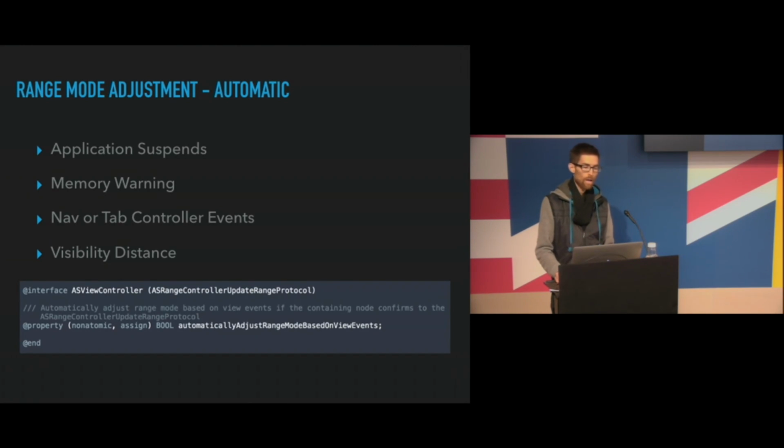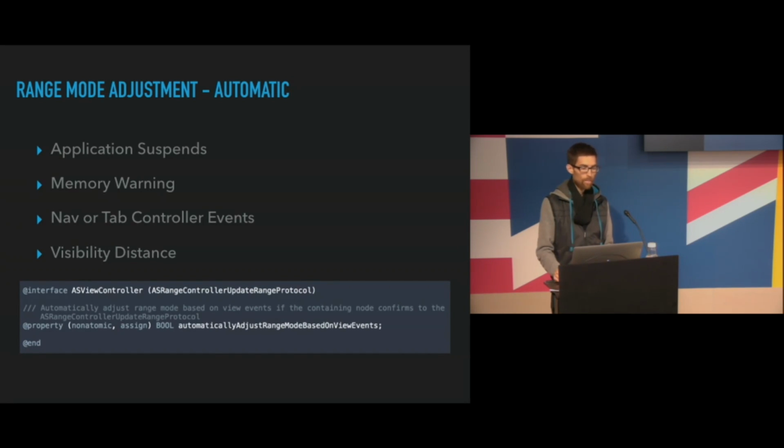We also added that as soon as your app goes into application suspending mode, we move the range controllers into the visible only range mode. That means only the nodes in the visible area have data. In the other areas, on the top and the bottom, we remove the data. So we reclaim this memory and save memory. Another thing is the automatic range mode adjustment for memory warning.